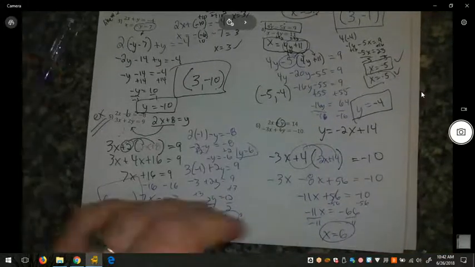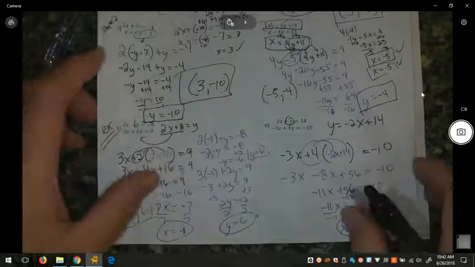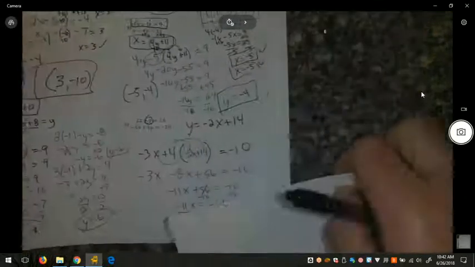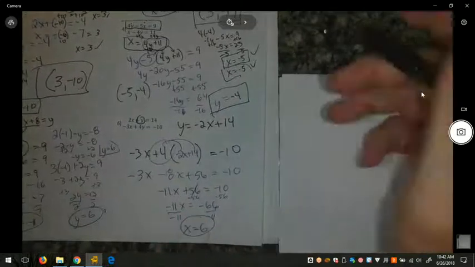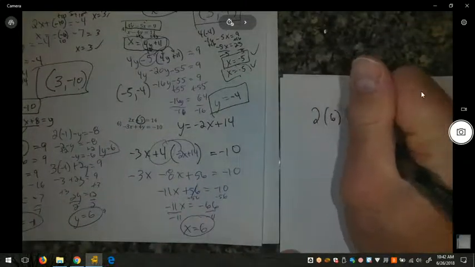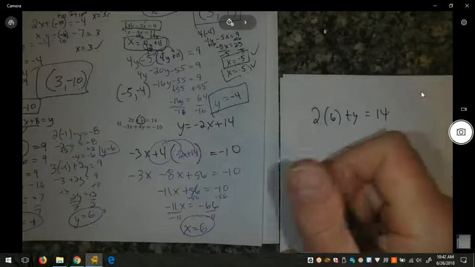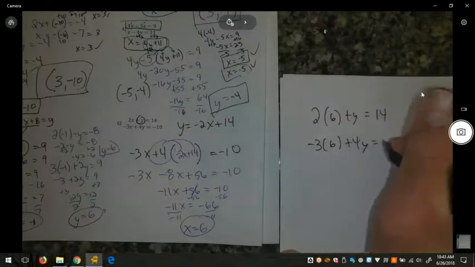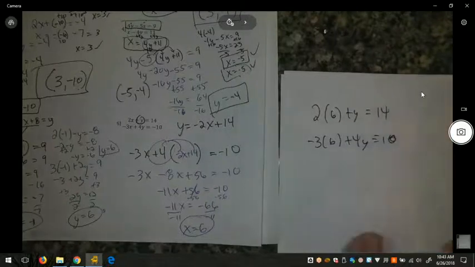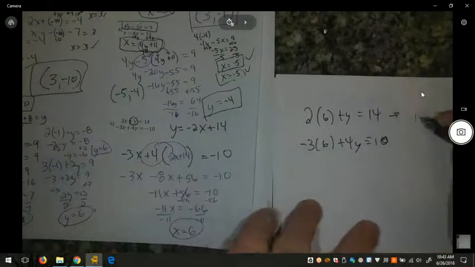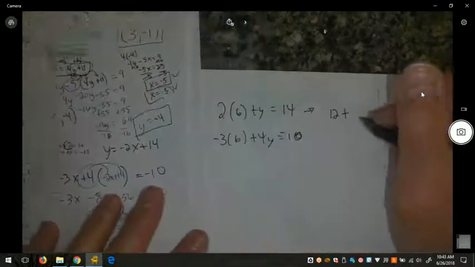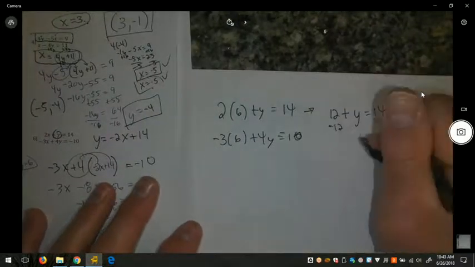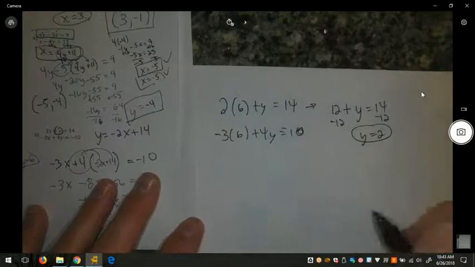We take that value and plug it into both equations. I'm going to need a separate sheet of paper to do that because I wrote too large and ran out of room. So here I have 2 times 6 plus y equals 14. Here I have negative 3 times 6 plus 4y equals negative 10. This becomes 12 plus y equals 14. When I subtract 12 from both sides, I get y equals 2.